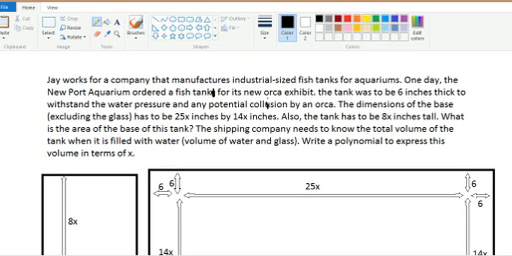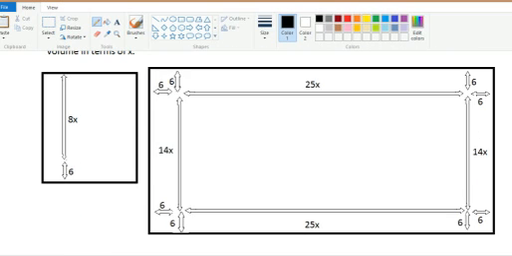What is the area of the base of this tank? And the second part, the shipping company needs to know the total volume of the tank when it's filled with water. So that is the volume of the water and the glass. Write a polynomial to express this volume in terms of x. So this is asking us to apply all knowledge of expanding polynomials that we've learned so far. So here we have two diagrams. This one here represents the base of the tank, and this one represents one of the walls.